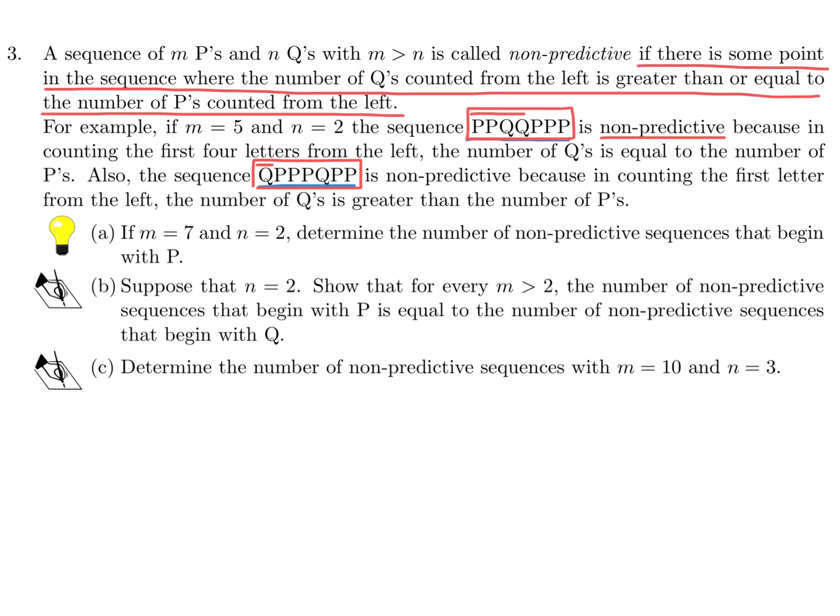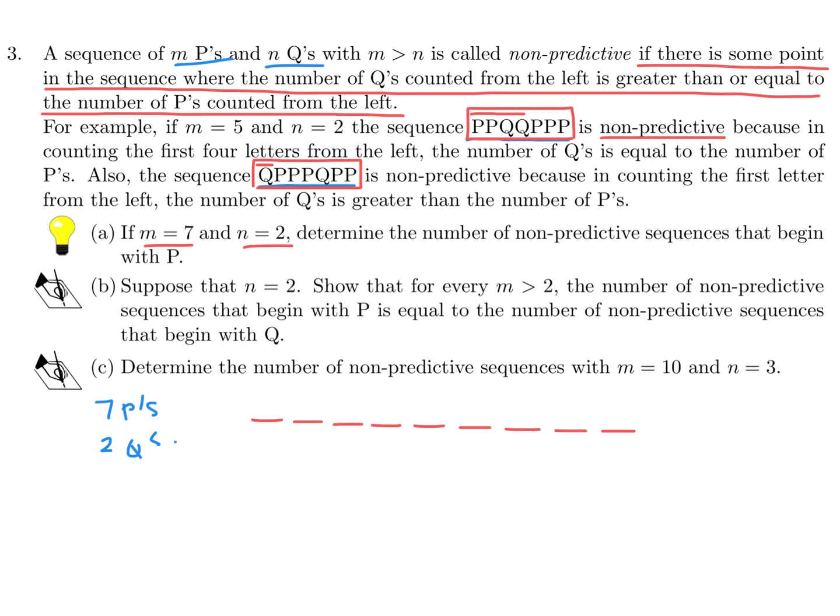If m is 7 and n is 2, they want you to determine the number of non-predictive sequences that begin with p. So we have 7 and 2, so we have 9 spots here: 1, 2, 3, 4, 5, 6, 7, 8, 9. 9 letters that we have to place, and 7 of them are p's. The q's are represented by the n, so we have 2 q's.